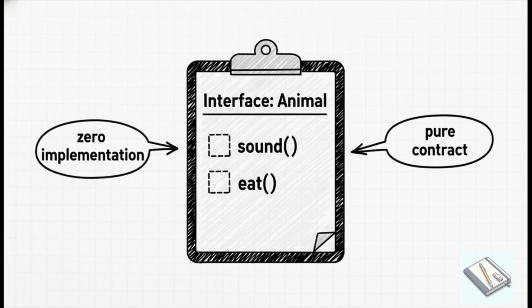Now let's flip to an interface. It's a totally different story. Traditionally, it's a pure contract. It just lists what an animal should be able to do, make a sound, and eat. It provides zero implementation. It's just a set of promises. Now, I know what some of you are probably thinking, wait, what about default methods in Java 8? And that's a great point. They do let interfaces have some code, but the core design purpose is still worlds apart.